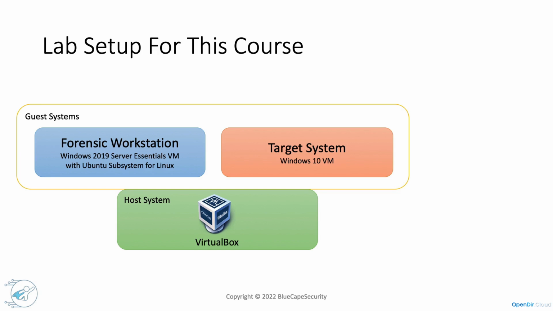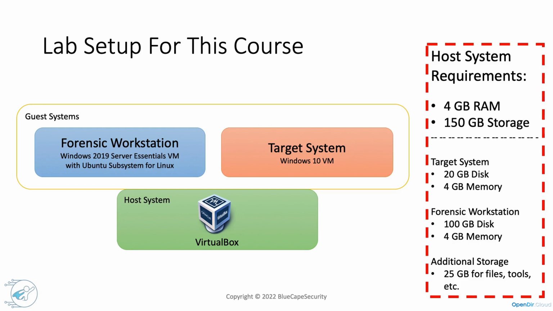Now, overall, of course, this requires some system resources. So overall, we need to consider that we need to have at least 4 GB of RAM available, or memory available for the forensic workstation. Now, the target system and the forensic workstation, they do not have to run at the same time. So you can just run first the target system and then the forensic workstation. And so 4 GB of RAM overall for the forensic workstation itself is sufficient.